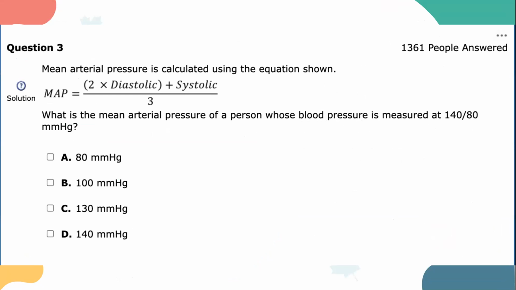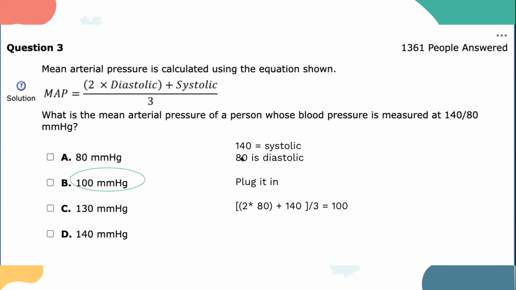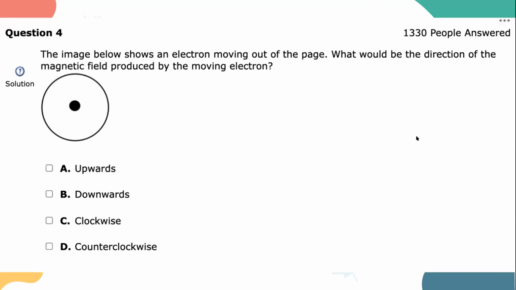Okay, going back to this. Yeah, so they give you the blood pressure. So you do have to know that the first one is the systolic and 80 is the diastolic, and then you just plug it into this equation and you get 100. So make sure you know how to read the blood pressure reading. Okay. What about this one?